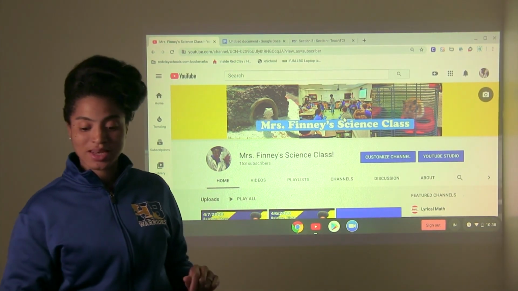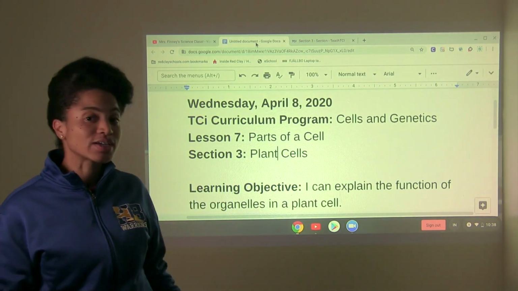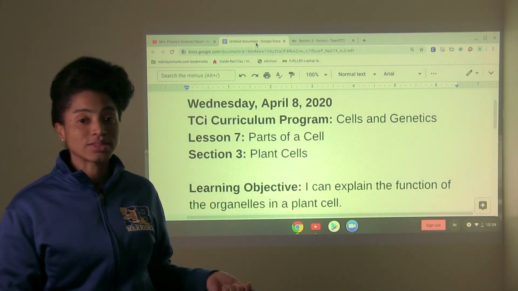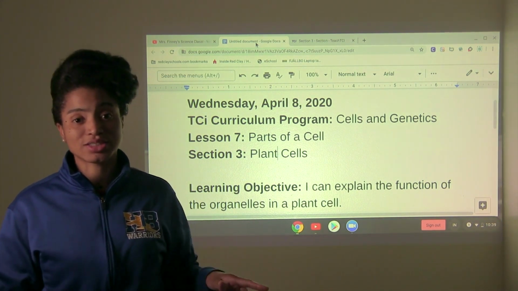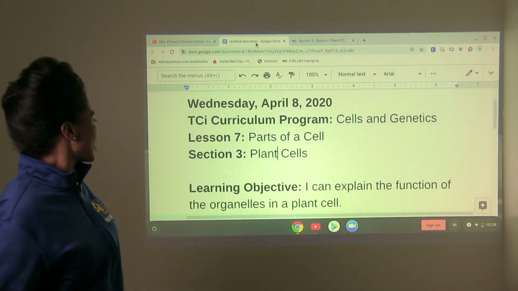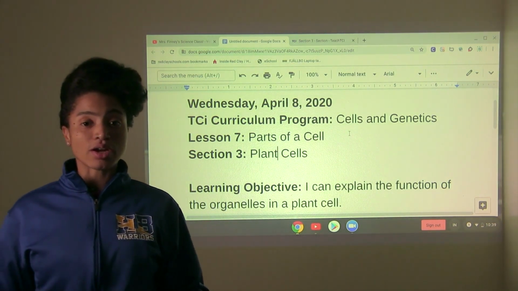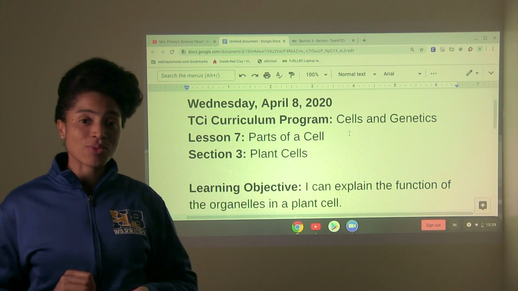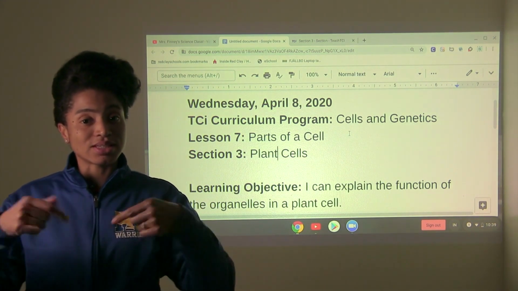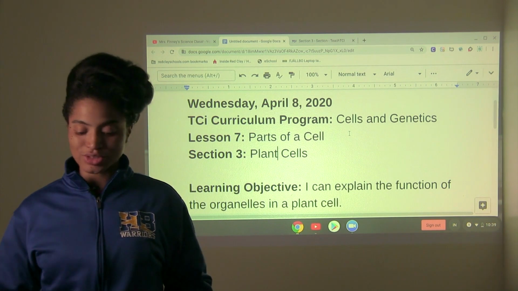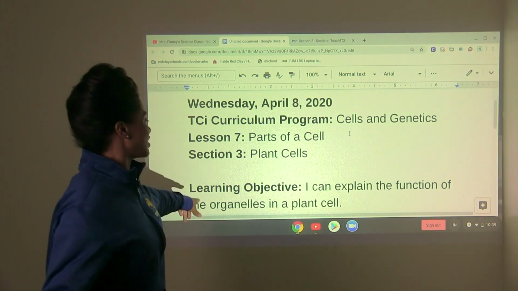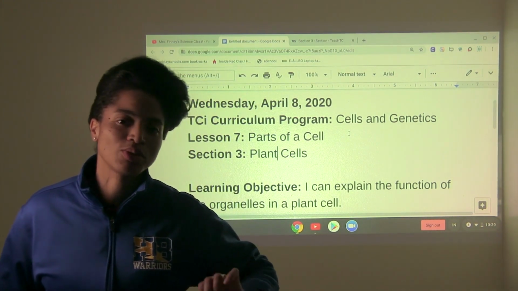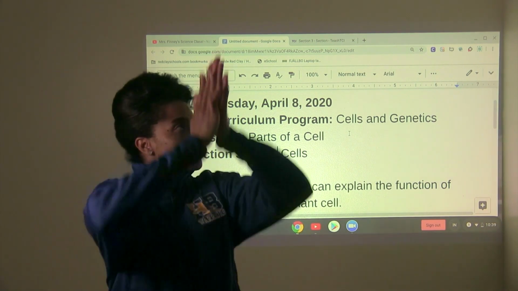So this week, we've been in our TCI curriculum called Cells and Genetics. We started our new lesson, Lesson 7, Parts of a Cell. And today, we're now on Section 3 already, talking about plant cells. So we started off with bacteria cells. They only have 4 different parts. And then yesterday we were talking about animal cells, and now today we're talking about plant cells. So our learning objective is I can explain the function of the organelles in a plant cell. So let's see what we need to learn today about plants.